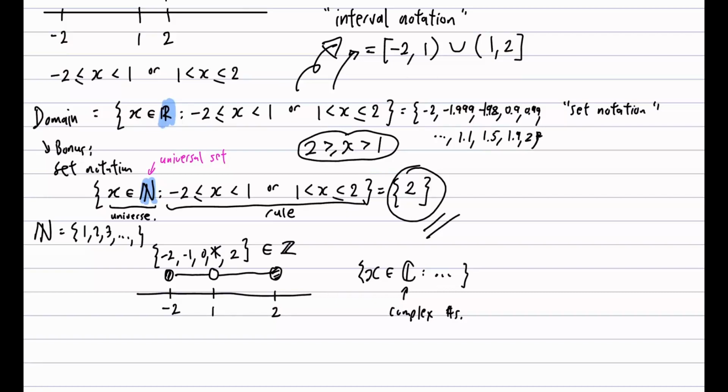Equal in the inequality, then it's a square bracket. And no equal, then you put a round bracket instead. Is that okay? No equal, round bracket. Is that okay? Interval notation. Okay. Good.